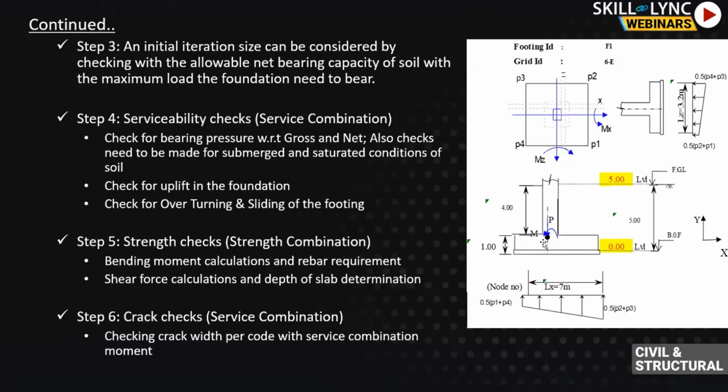So by the virtue of a thumb rule, the total vertical force divided by the cross-sectional area of the foundation would give you a bearing pressure which needs to be compared with the foundation bearing capacity at that particular depth. Step 4 includes a serviceability check with the service load combinations.